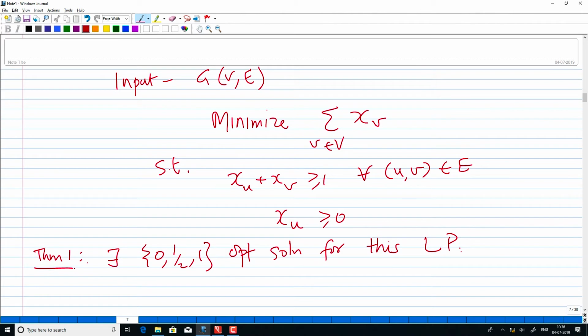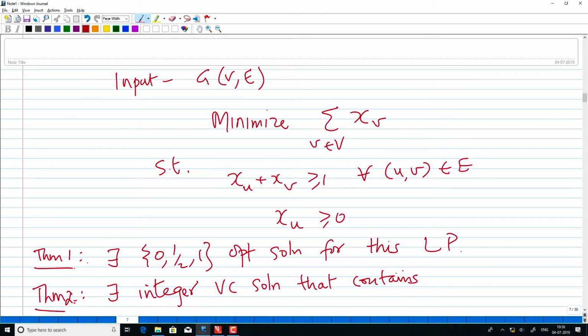There is another useful theorem. Again, these are all provable in an hour or so in a course lecture, but I'm not going to do that. Actually, let me prove it now that you've seen Crown. There exists an integer solution that contains all of the 1 values and none of the 0 values.